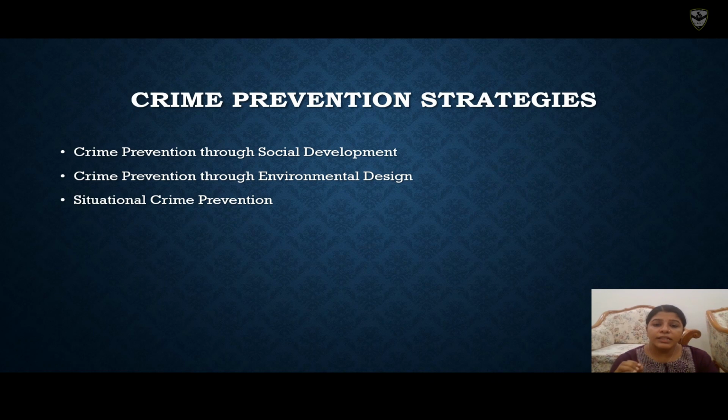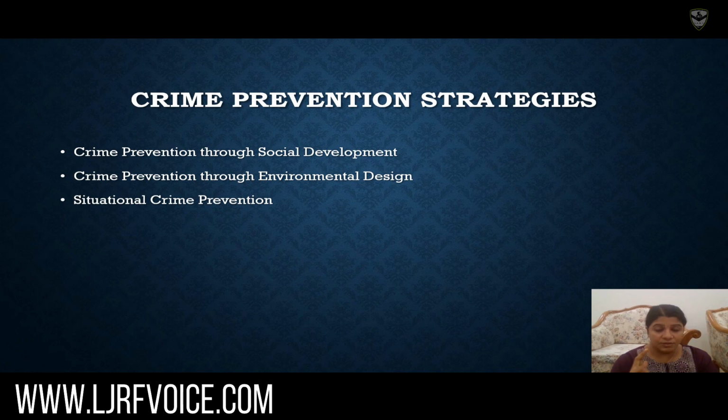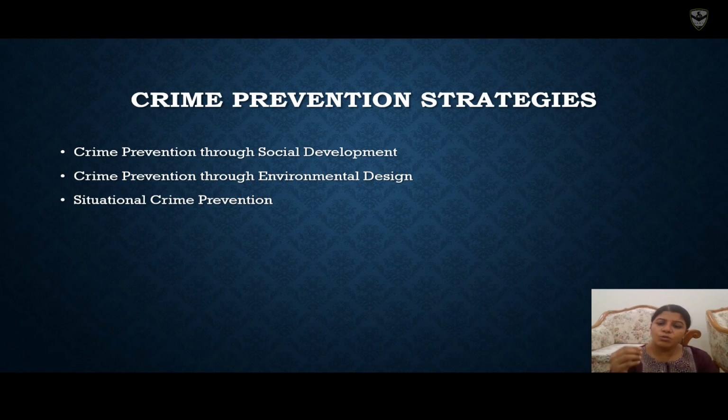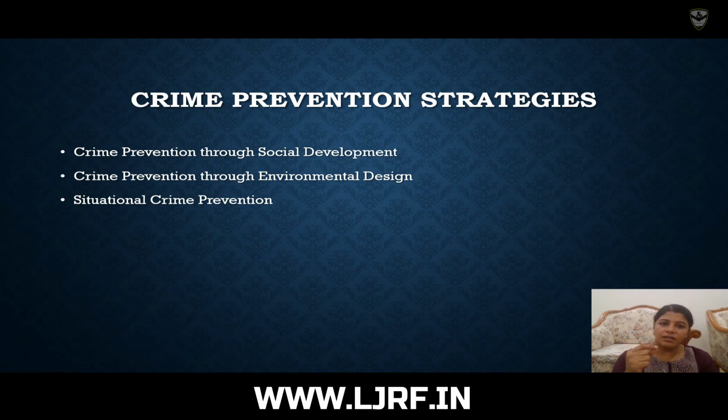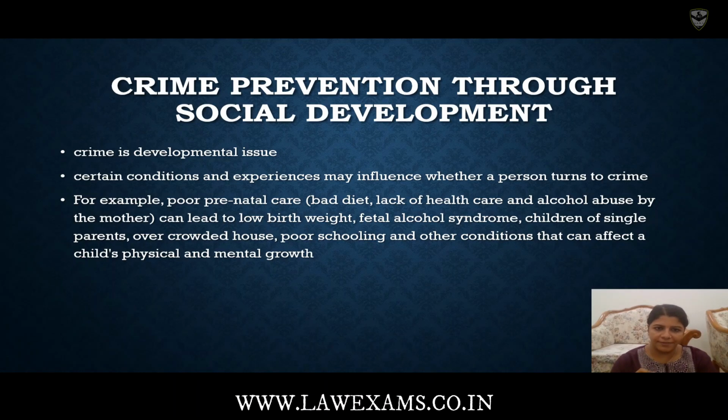Now, we look into three main crime prevention strategies. First one is crime prevention through social development. Second, through environmental development and environmental design. And the third is situational crime prevention. So we'll look into each of these strategies in detail. The first one is crime prevention through social development.